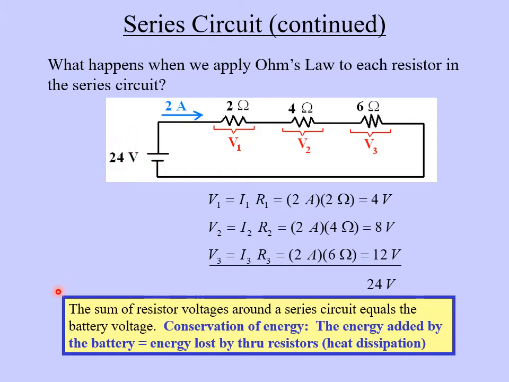All right, so this gives us a rule here. The sum of resistor voltages around a series circuit equals the battery voltage. And the reason for this is due to the conservation of energy principle. The energy added by the battery, which you can think of this 24 volts as adding energy, has to equal the energy lost by the resistors due to heat dissipation. So if we add up all of these voltages here, they will always equal the voltage on the battery here.